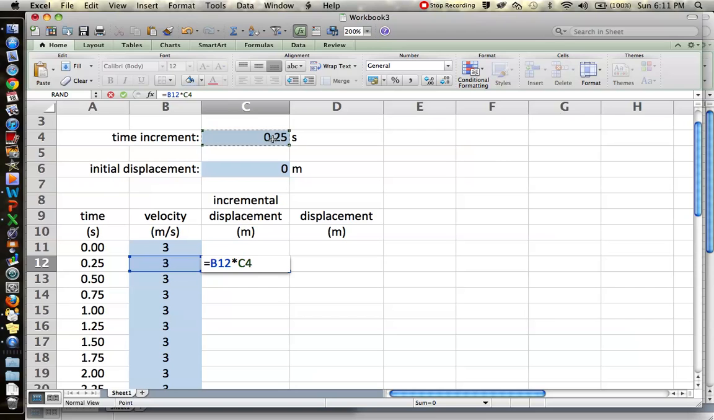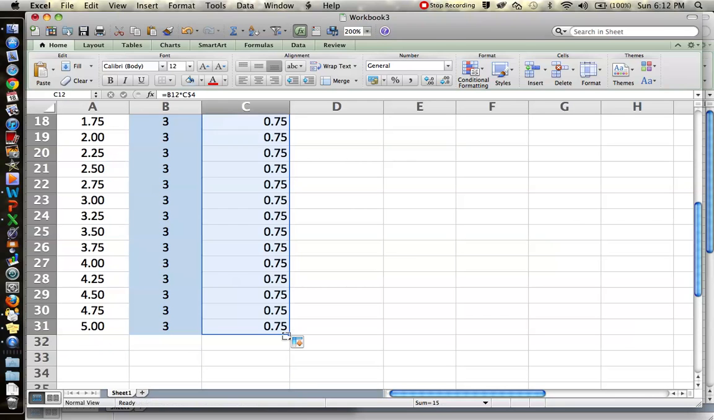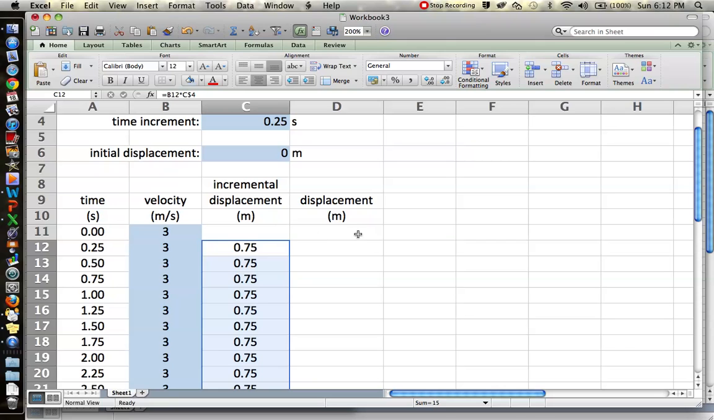It's always going to be 1/4 of a second. And once again, we have to put in the dollar so it keeps going back to that same row. So there's how far we went in that 1/4 of a second, and it's going to fill down, calculate each little time interval, each increment, and it'll give the same answer because we've got uniform velocity.